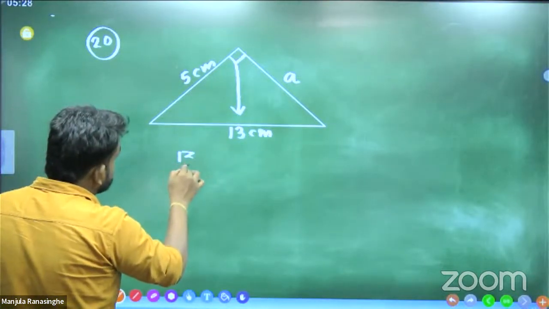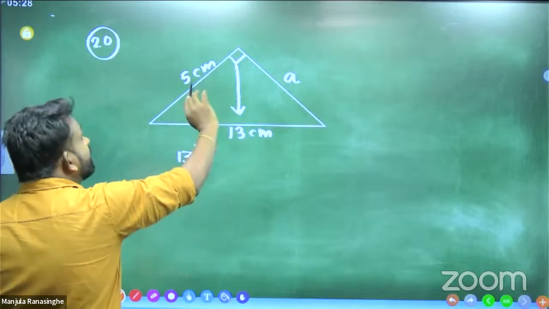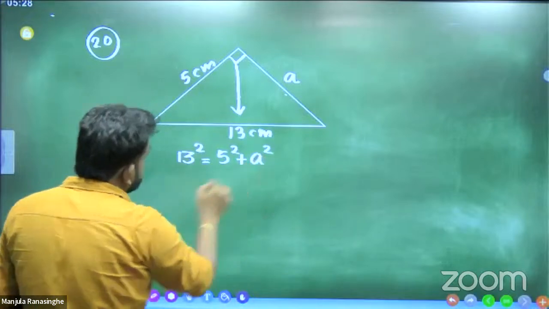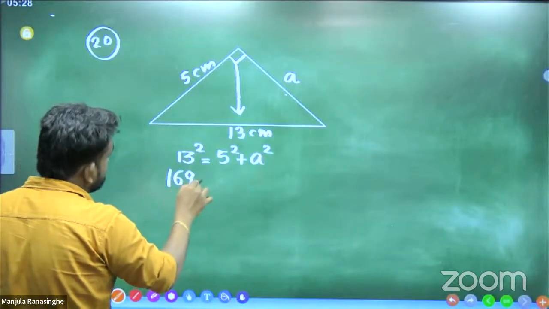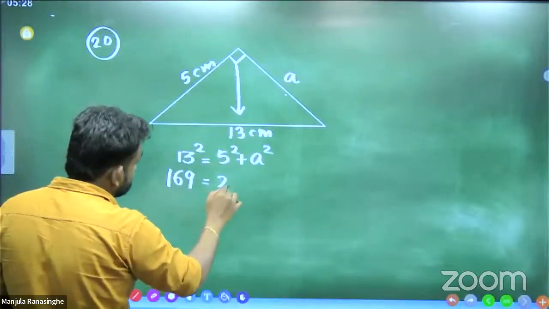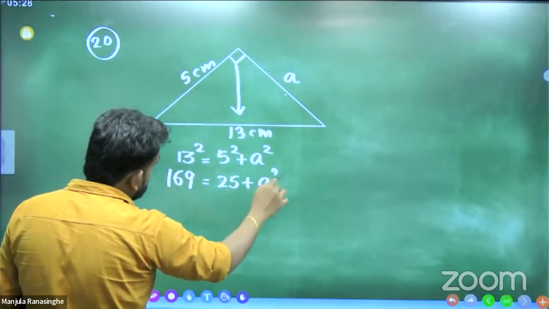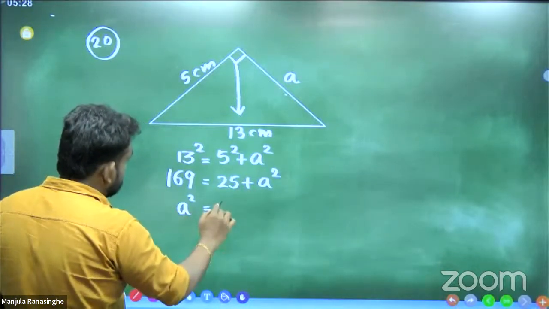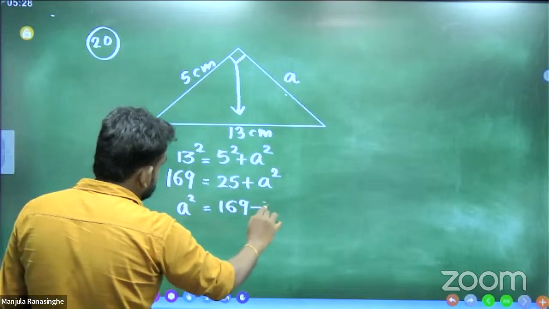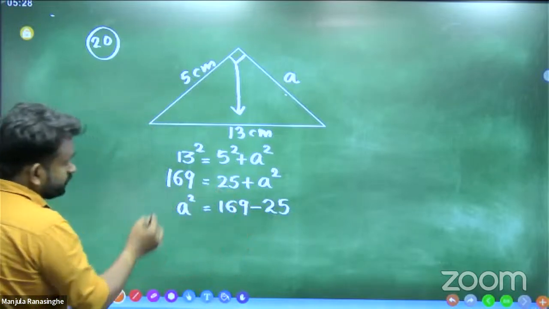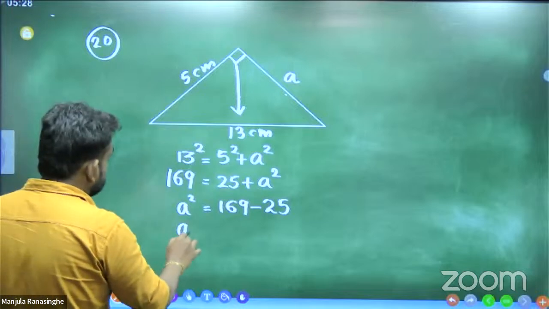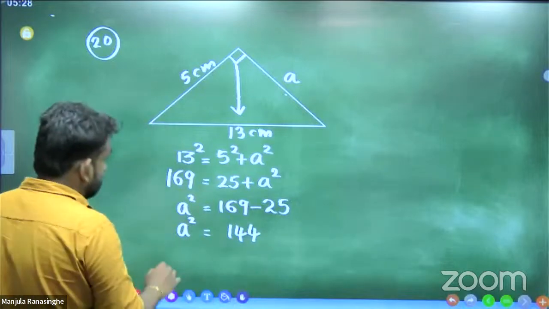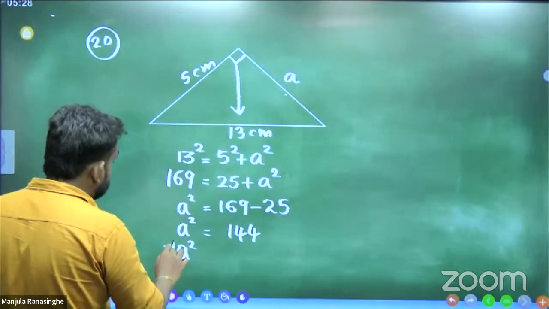13. Then 13 squared equals the other two sides squared, summed. So 5 squared plus A squared. 13 squared is 169, 13 into 13. 5 squared means 25, plus A squared. Then you can take A squared equals 169 minus 25. Bring this 25 to the other side, sign change. Then A squared equals 144, right? Then take the square root of both sides.